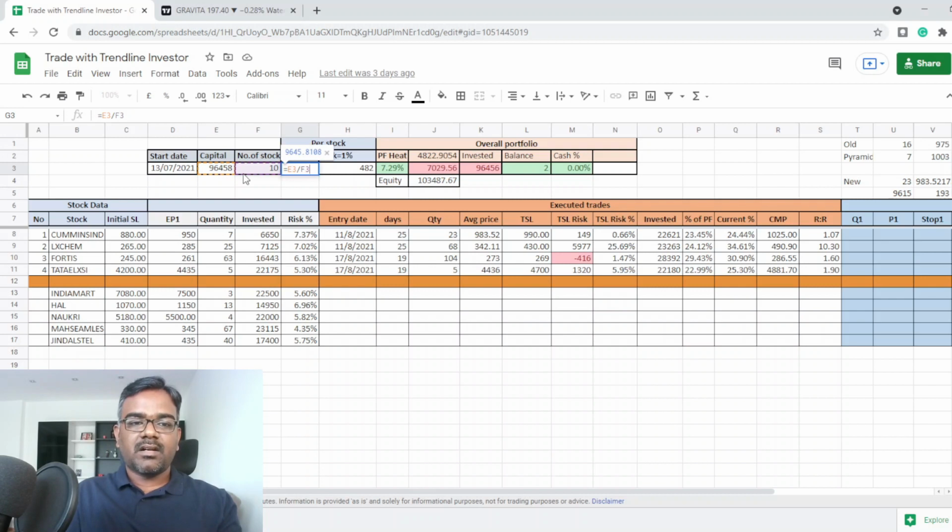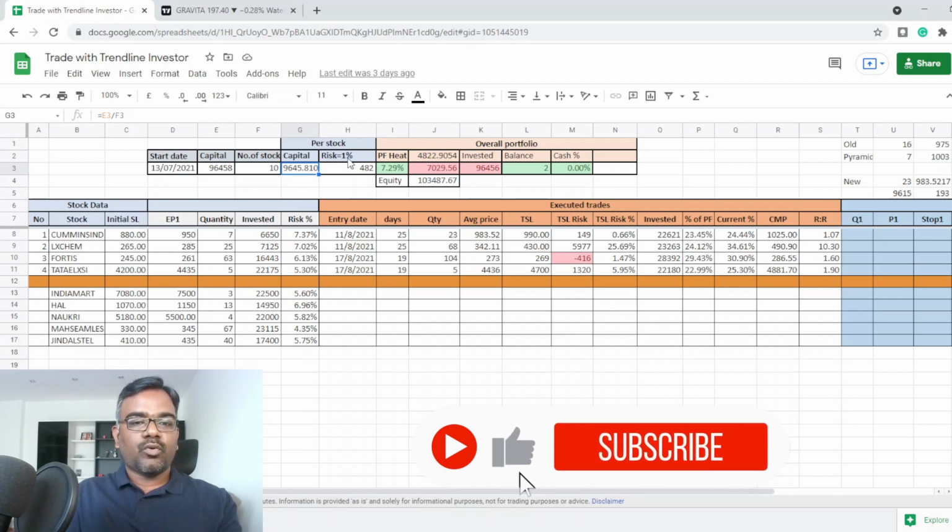Now you might ask what this cell is. This cell is nothing but E3 divided by F3. So if I have 1 lakh capital and if I can buy maximum 10 stocks at a time, then per stock, maximum I can probably invest is around 10,000 rupees. But that's just for the sake of it.